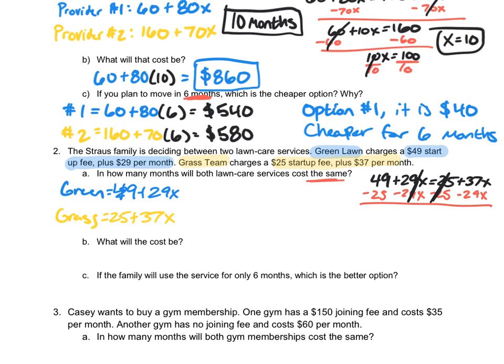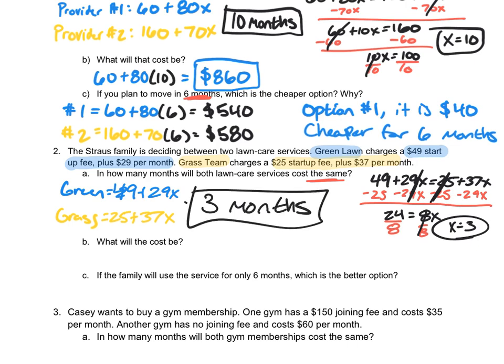49 minus 25 is 24, which is equal to 37 minus 29, which is 8x. Then if you divide by 8, you get x is equal to 3. Okay? So what that means is that in 3 months, they will be the same.